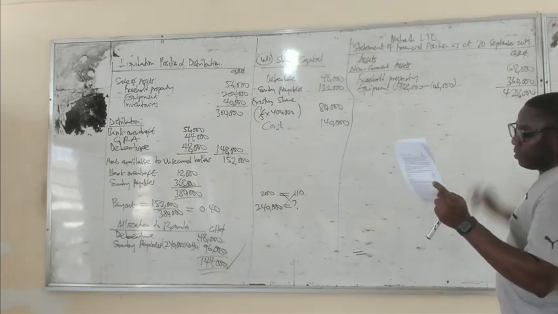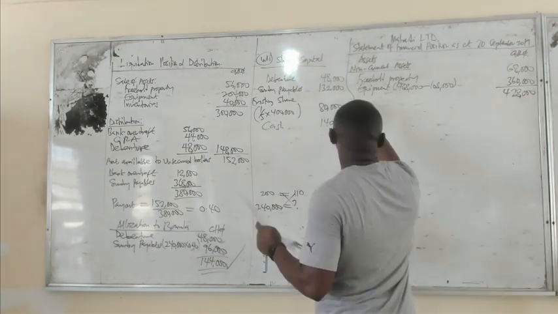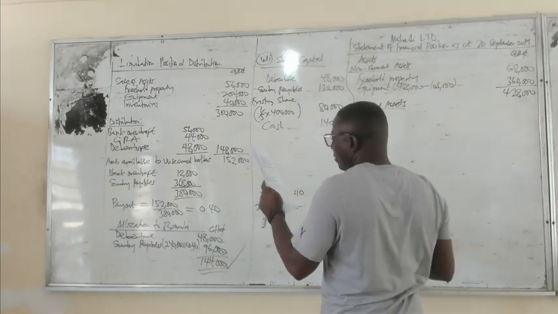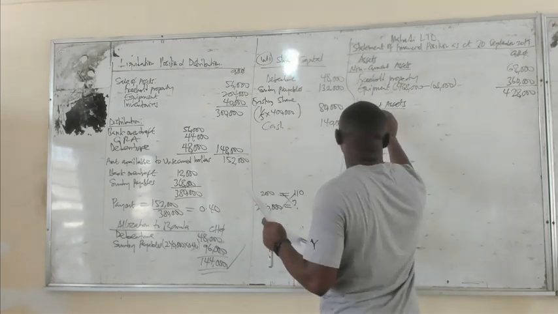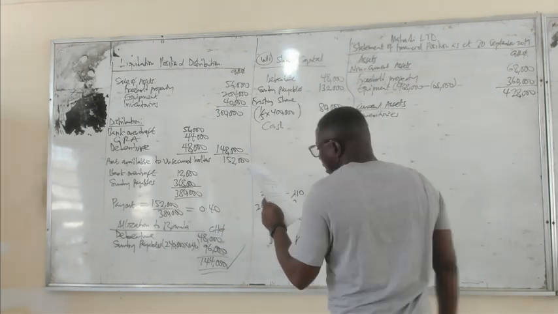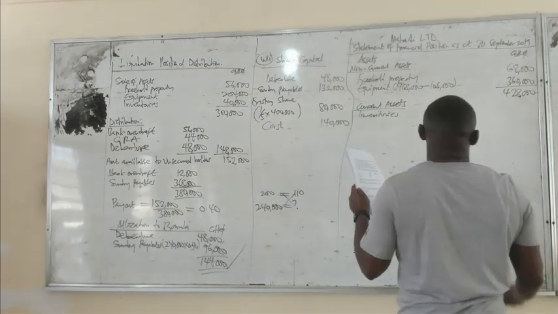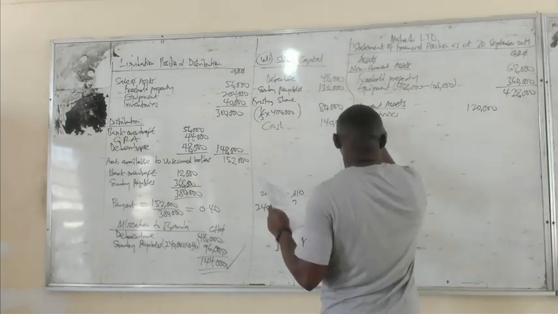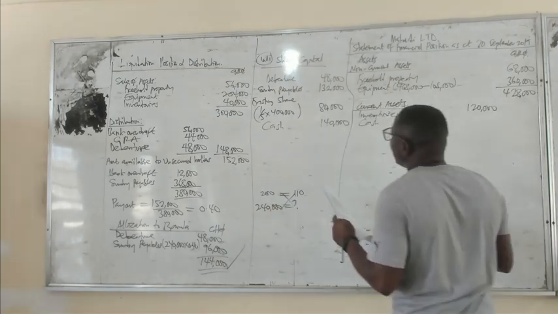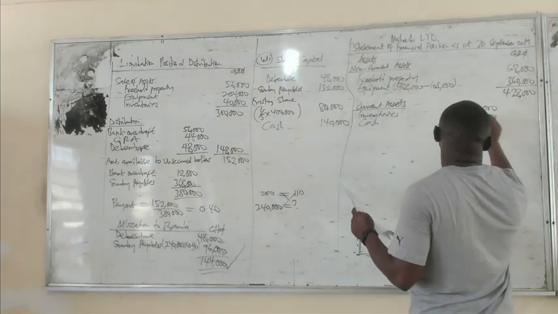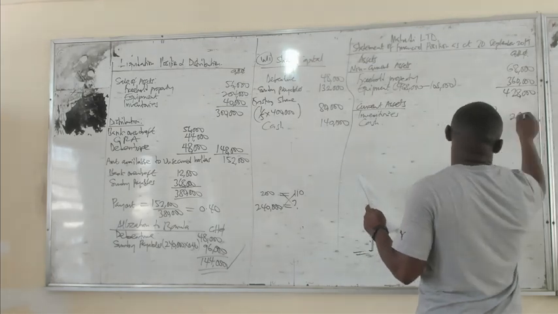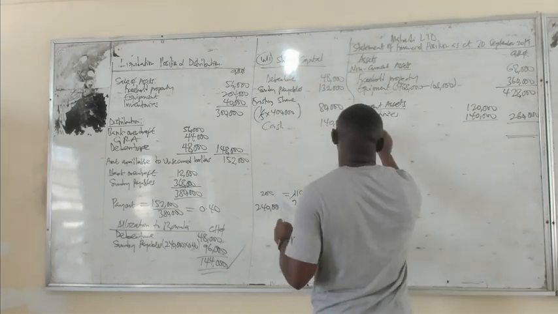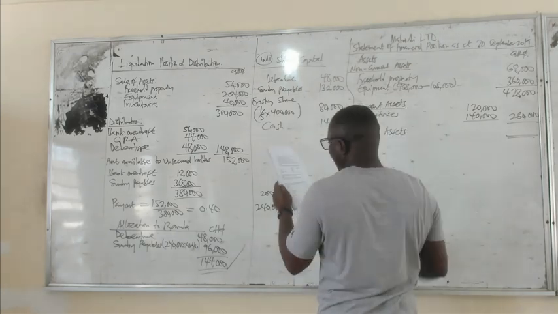Then we move on to current assets. The current assets we have: inventories, 120,000. But we have the introduction of cash of 140, so making 260,000. Total assets will be 688.